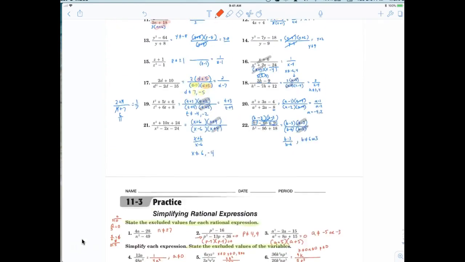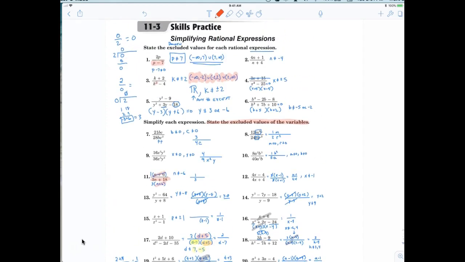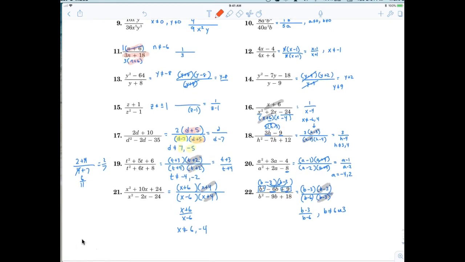All right, so now, listen, do yourself a favor. Only write the restrictions or the excluded values for numbers 1 through 6. You don't have to write the excluded values for everything else. Is everybody with me? All right, get busy on that quickly. Try to get it done before you leave.